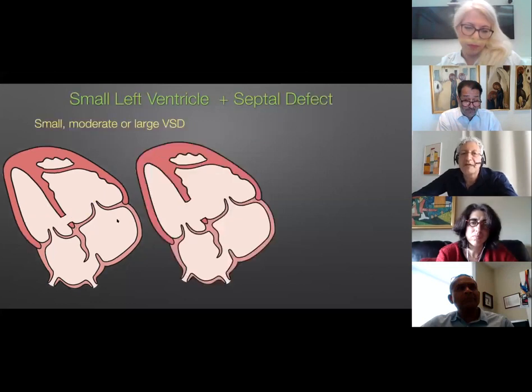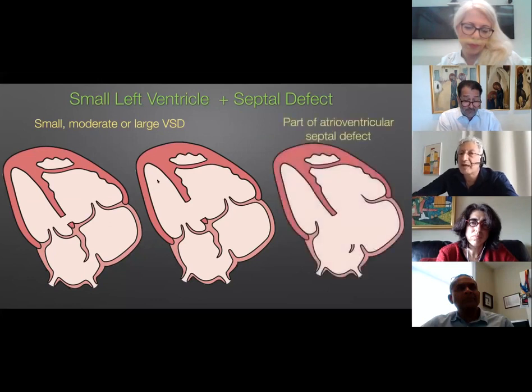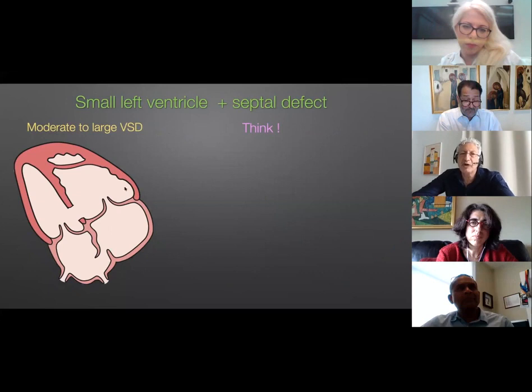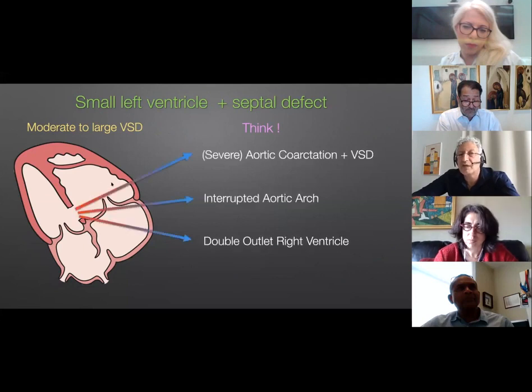For septal defects, these can be small, moderate or large, but they can also affect the AV valve, being part of an atrioventricular septal defect. If you see a moderate to large VSD, in general, you may also expect to have a small aortic valve in some of these conditions.